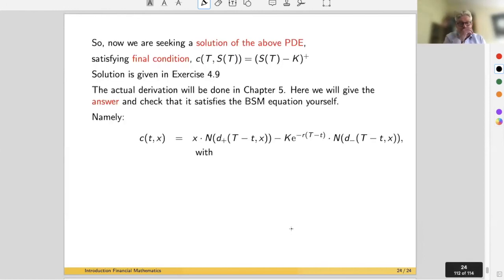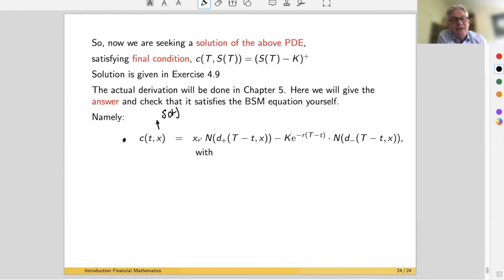Now, the solution that we find at any time t for x, where x is of course S_t. So for x we can substitute S_t. The solution to the call option at any time t with as argument x = S_t is given as follows.